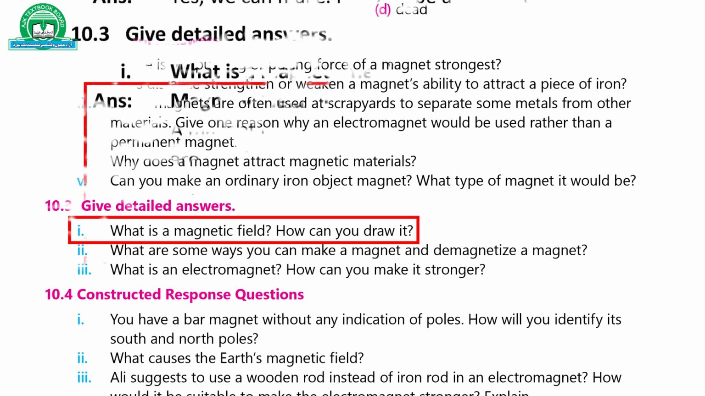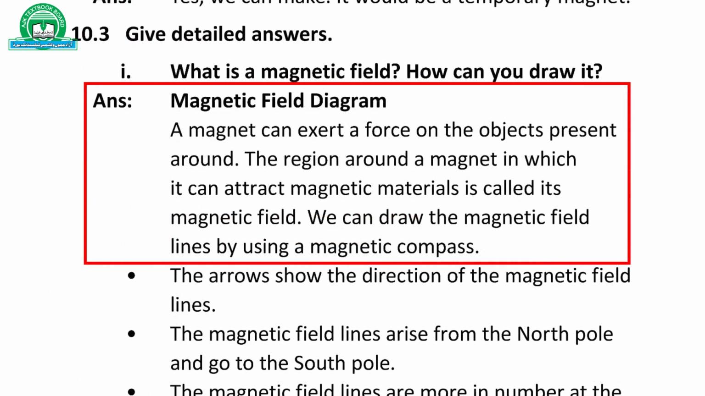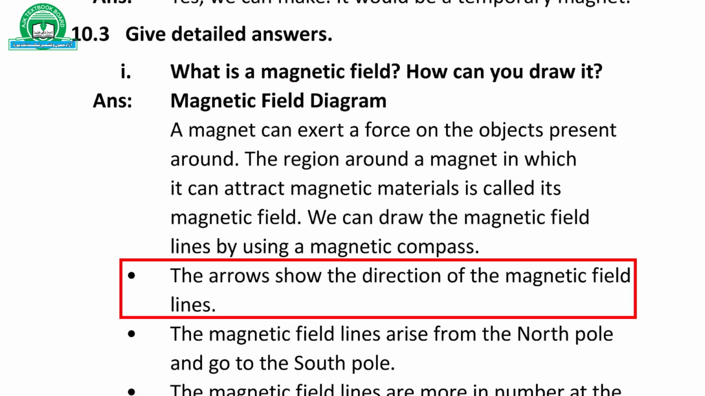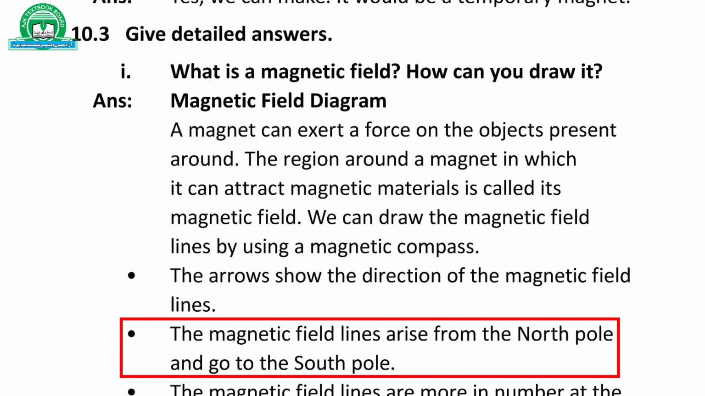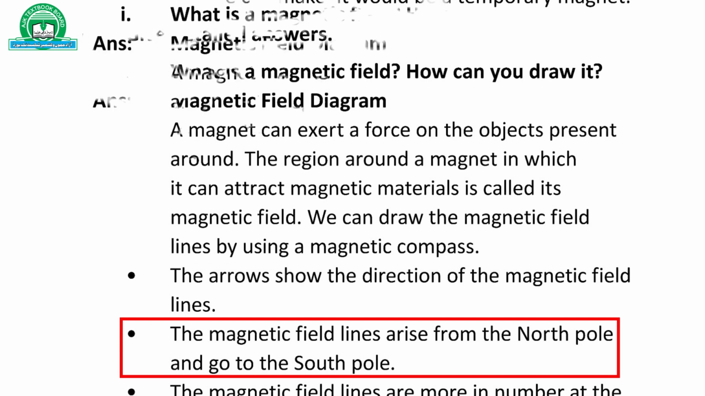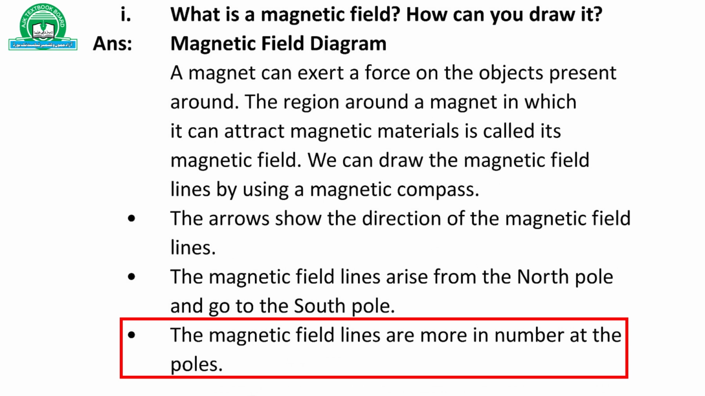Magnetic field diagram. A magnet can exert a force on the objects present around it. The region around the magnet in which it can attract magnetic material is called its magnetic field. The magnetic field lines can be traced by using a magnetic compass. The arrow shows the direction of the magnetic field lines. The magnetic field lines arise from the north pole and go to the south pole. The magnetic field lines are more in number at the poles.